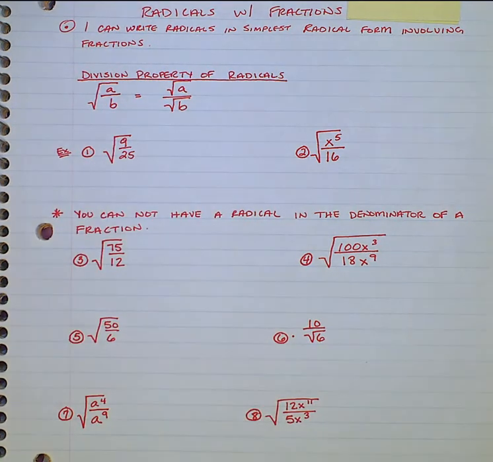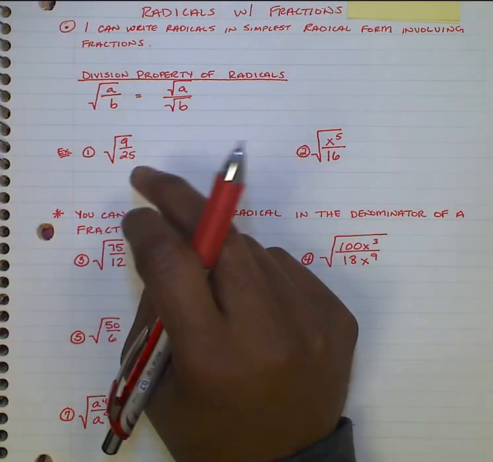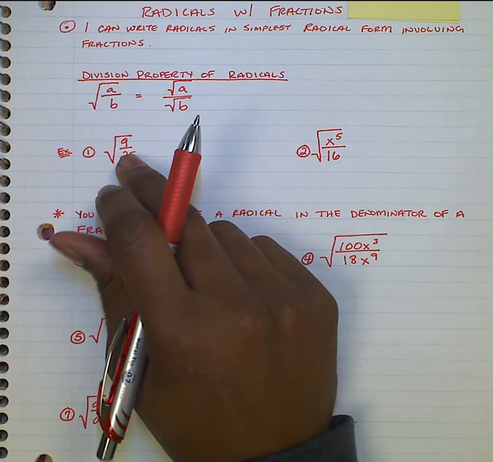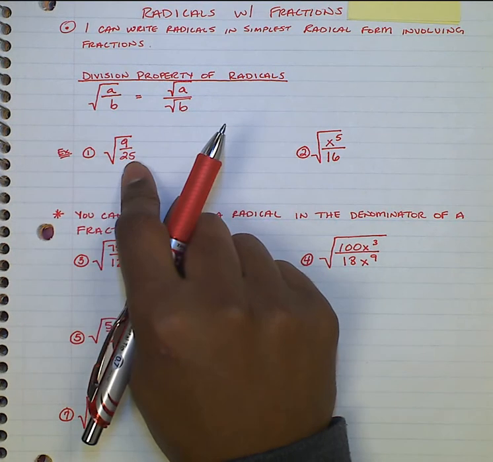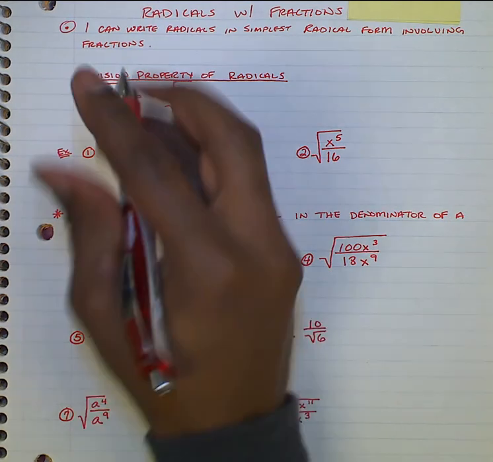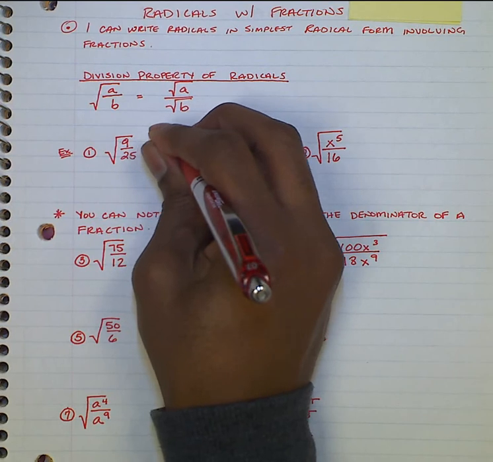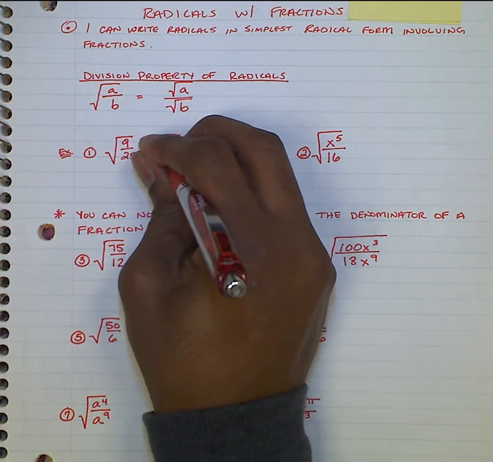Okay. So let's jump into some examples. This first one, we have radical 9 over 25. Notice right now that there's a fraction under the radical. But I see in the denominator of my fraction that I have 25. This is one of those times where it's going to be advantageous to us to separate it. Got radical 9 over radical 25.